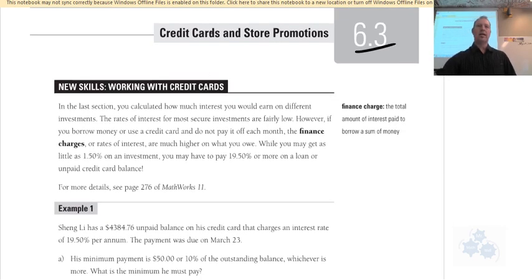So in the last section, we calculated how much interest you would earn on different investments. If you gave money to the bank or some kind of investment firm, they would pay you a little bit of interest. And if it was compound interest, we learned how to do that. Simple interest, we learned how to do that.